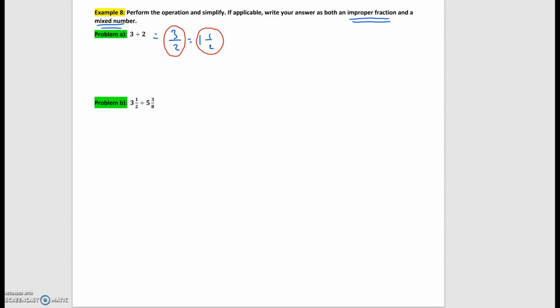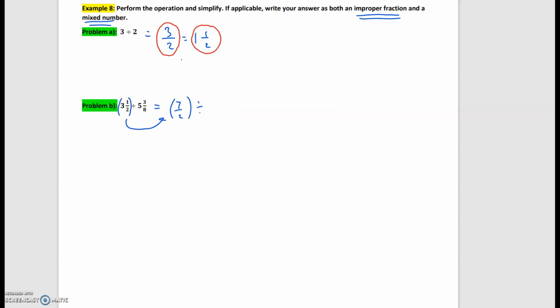Let's take a look at problem B. And on problem B, I'm going to express both of these as improper fractions first. So on the first one, that's going to be 3 times 2 plus 1. It's going to be 7/2. And then remember that we're dividing. Wait, is it division? Yes. I was pretty sure it was a division, but I just wanted to double check. And then 8 times 5 plus 3, it's going to give us 43. So we're going to look at 43/8.